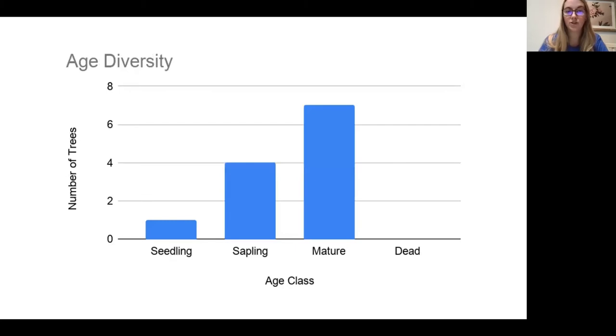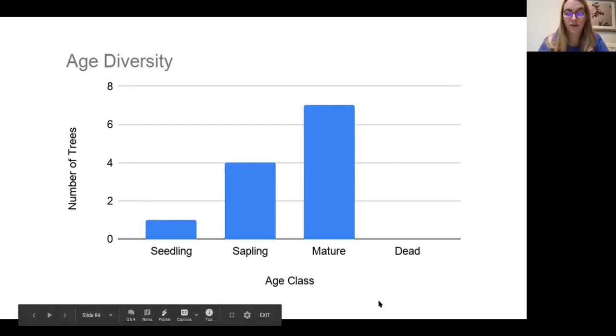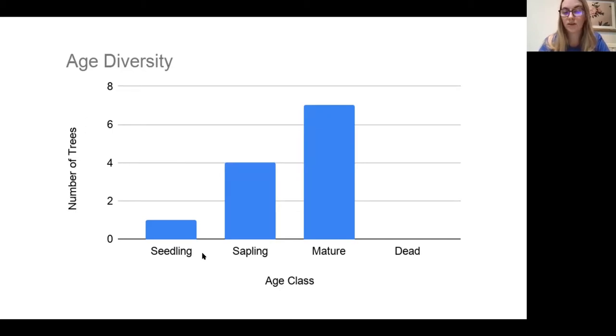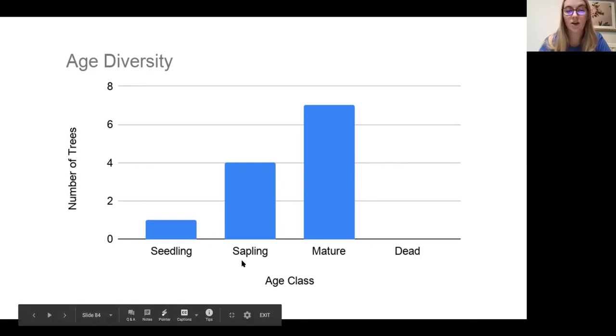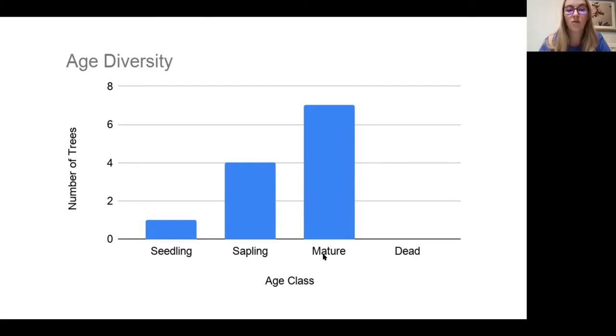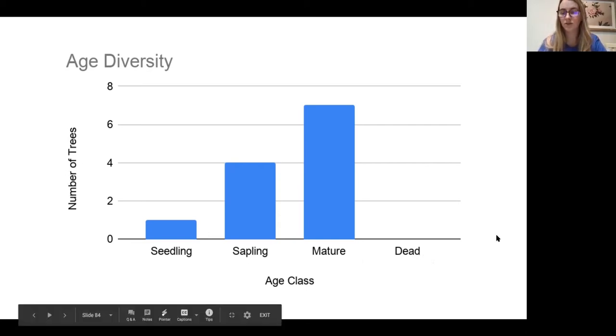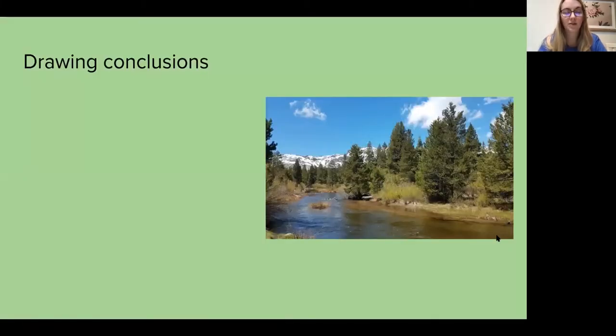And then we have our age diversity graph. So we have our 4 age classes on our x-axis and the number of trees on the y-axis. So we found 1 seedling, 4 saplings, 7 mature trees, and we didn't see any dead trees. So again, if you want to copy down this graph, just pause the video and resume when you're ready. Otherwise, we'll move right into our discussion questions.